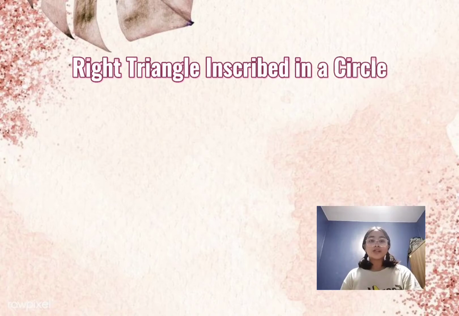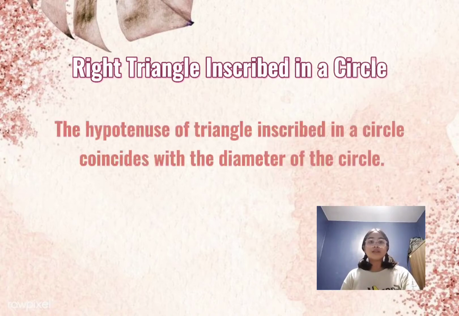Right triangle inscribed in a circle. The hypotenuse of a triangle inscribed in a circle coincides with the diameter of the circle. We can also say that an angle inscribed in a semicircle is a right angle.